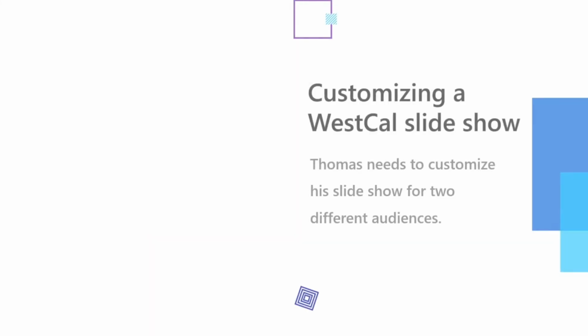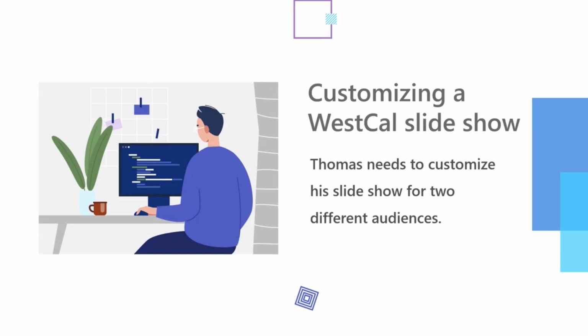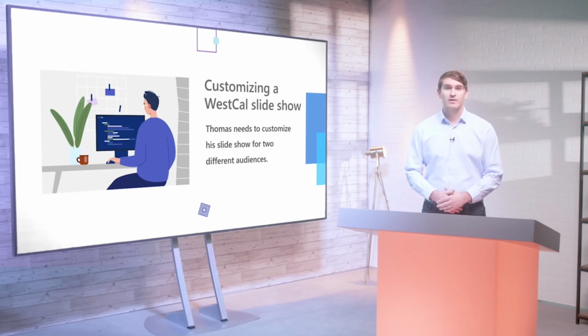Over at Westcal, Thomas is creating a presentation that must be delivered to his clients and some members of senior management. However, some of the slides contain sensitive company information which must be hidden from his clients. To work around this, he needs to create a separate version of his presentation for each audience. So how can Thomas build a separate presentation for each audience? Here's an exploration of the process for creating custom slideshows.